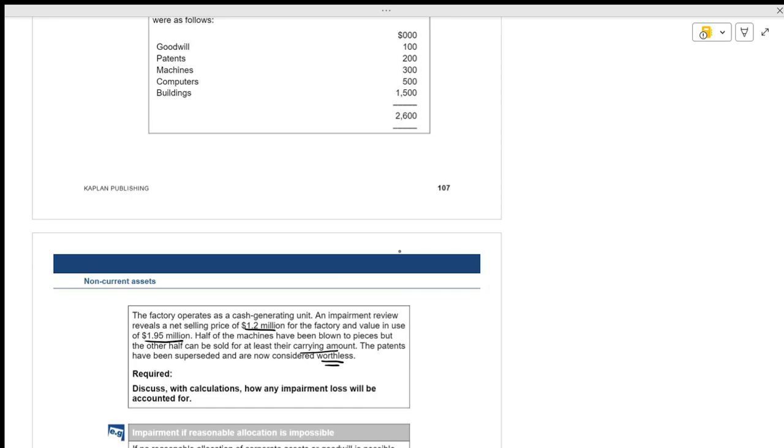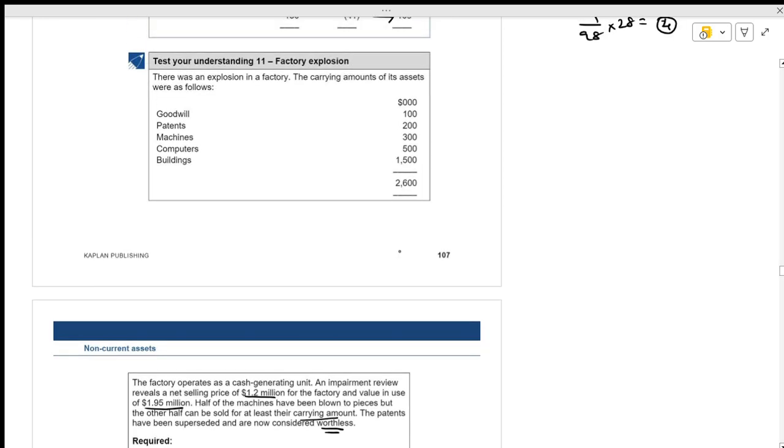How much is the net impairment loss? We have to find the net impairment loss. They say the machines have become worthless and the patents will become zero. So patents will be zero, and the carrying amount of machines will be 150, then 500, 1500.